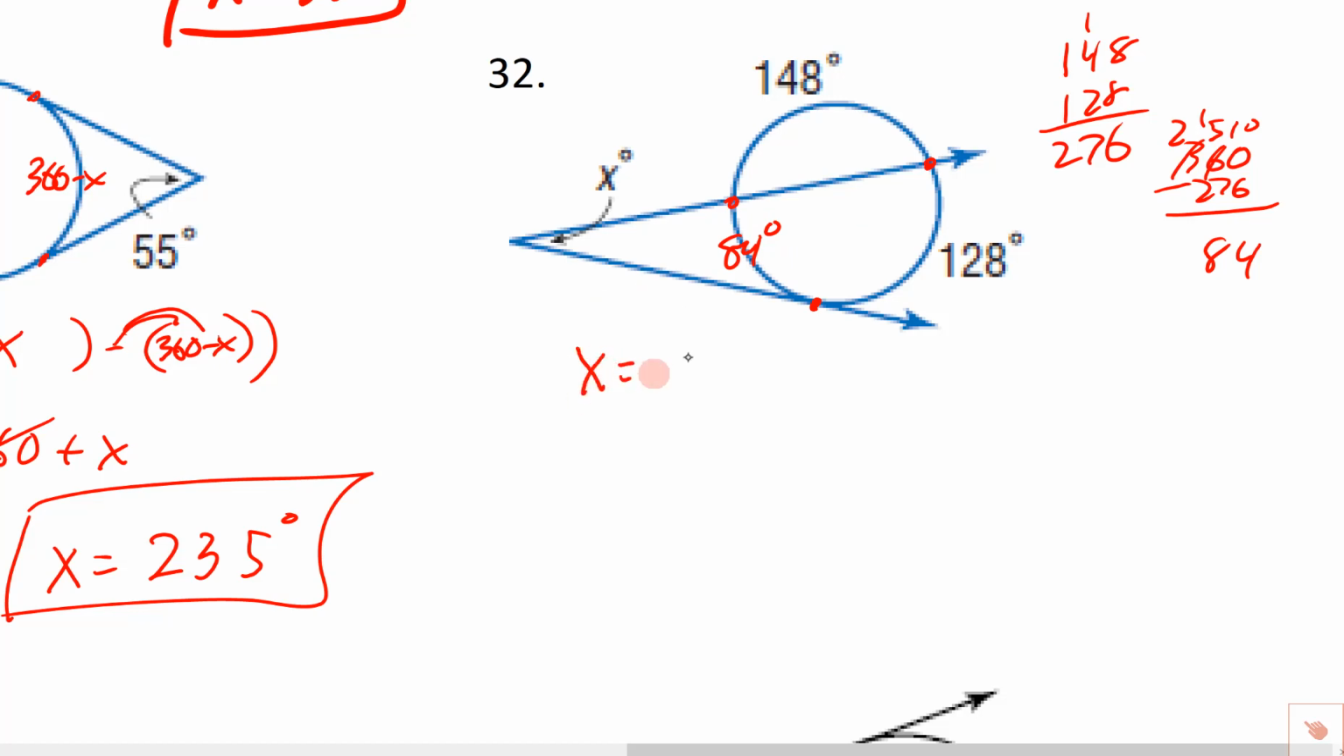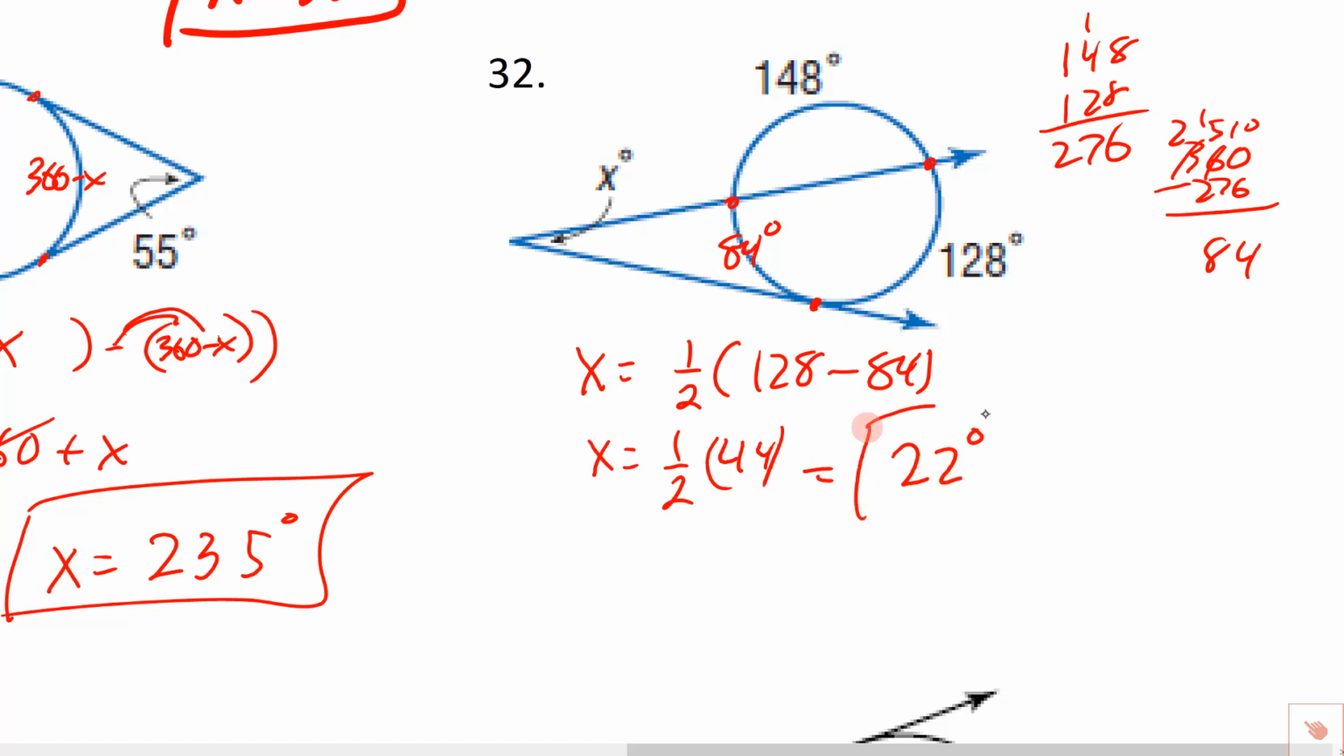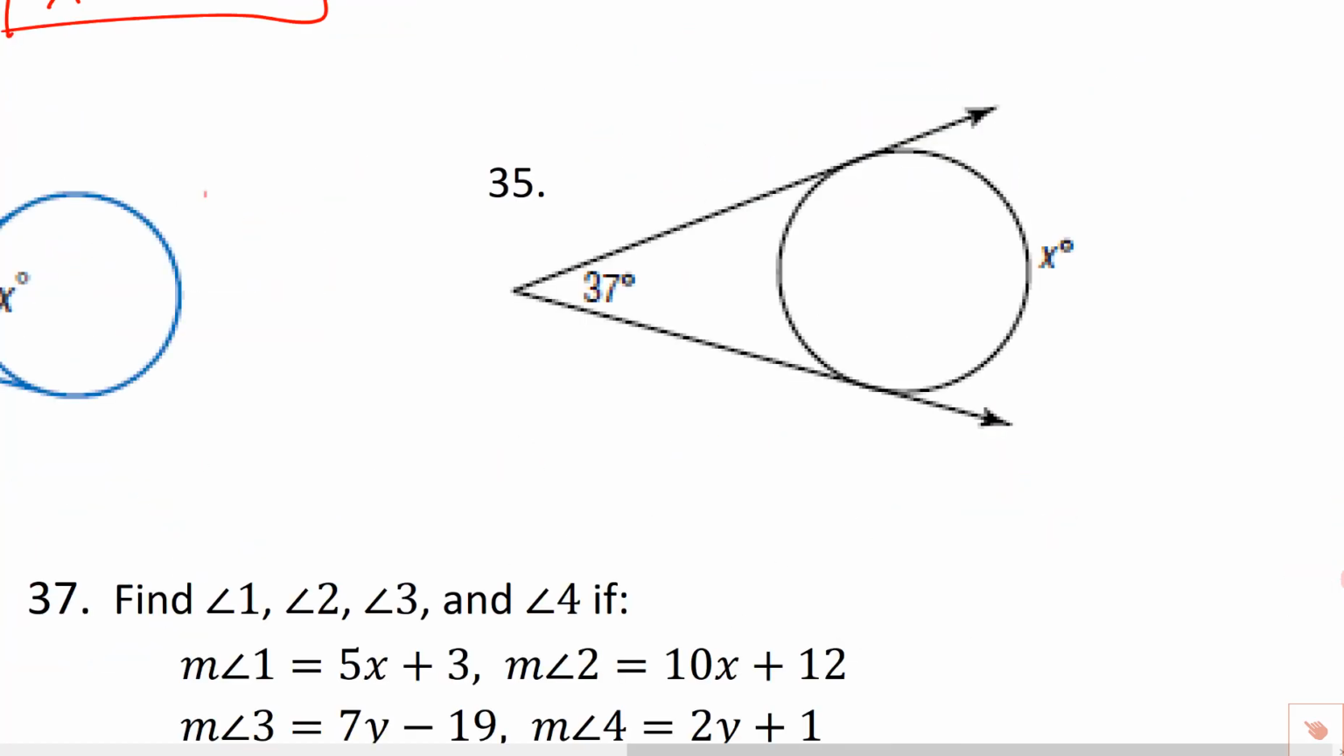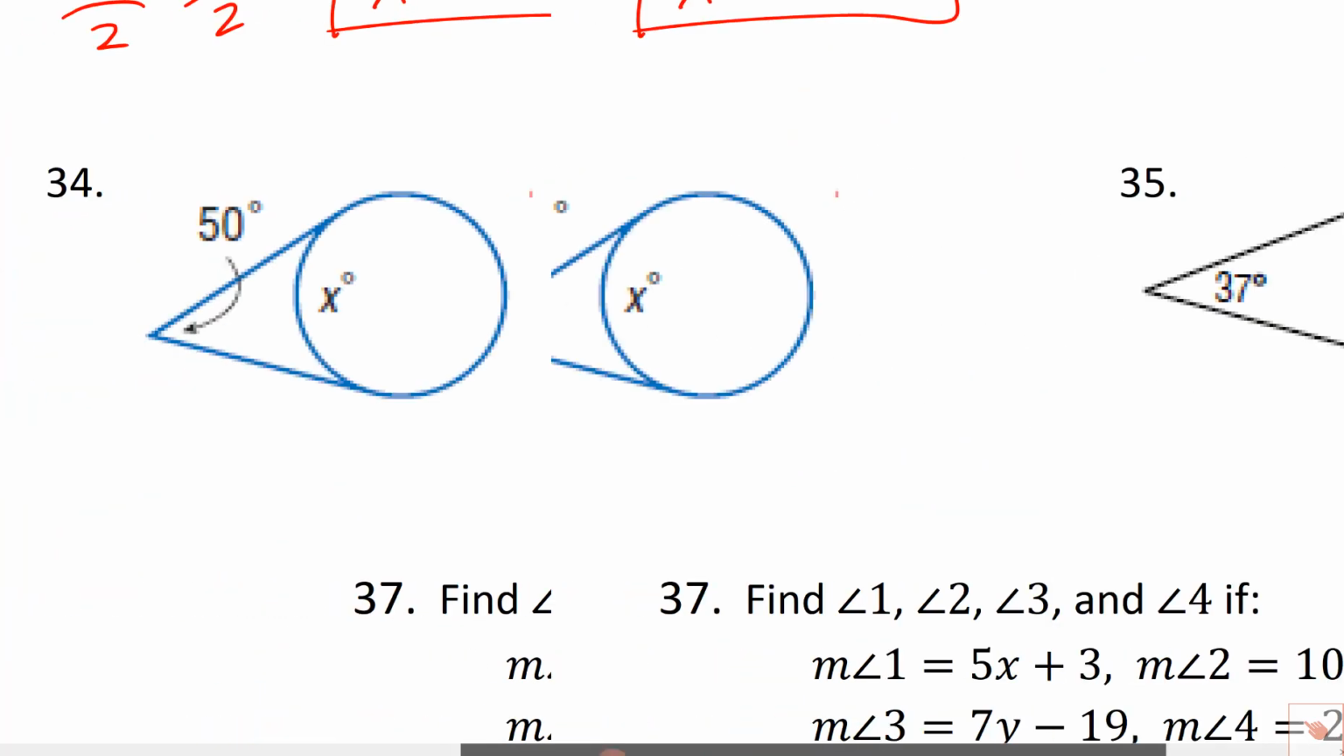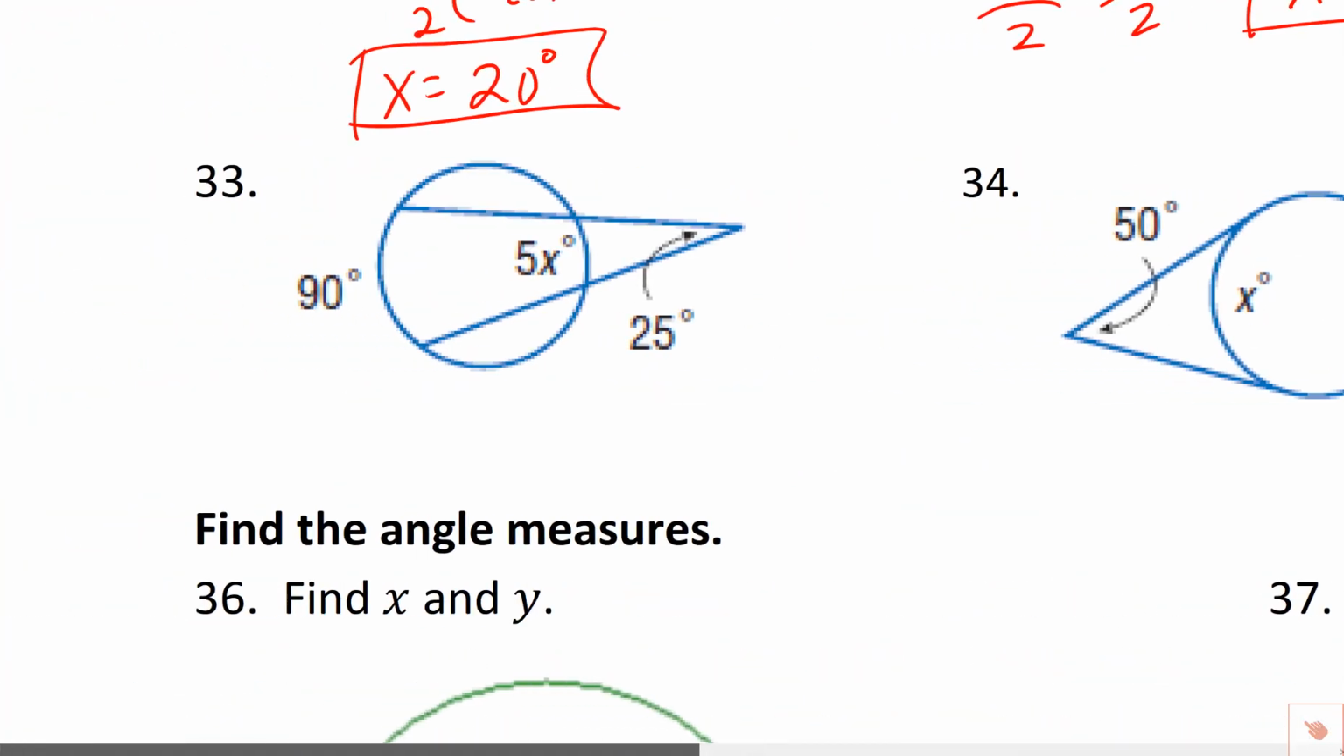And then remember, x is just going to be 1/2 of the big one, 128, minus the small one, which is 84. So we get x is equal to 1/2 of, if we do the two of those together, 128 minus 84 is going to be 44. So we end up with 22. Okay. All right, let's come down and see how many more we've got. We got a few more here. Looks like 5 more. So we'll take a look here.